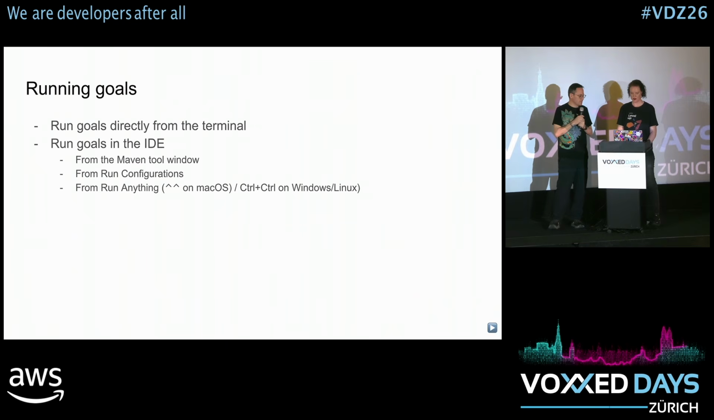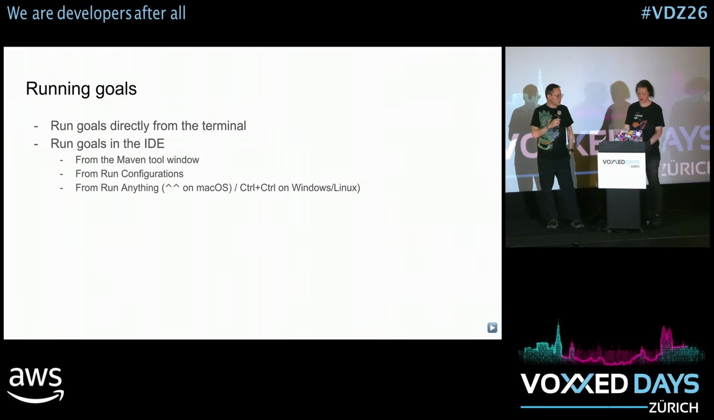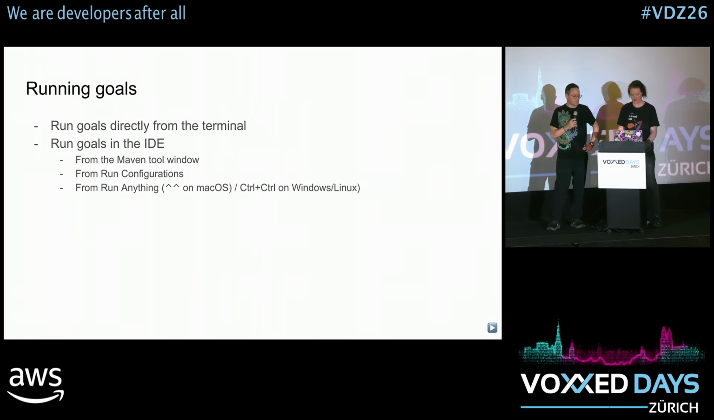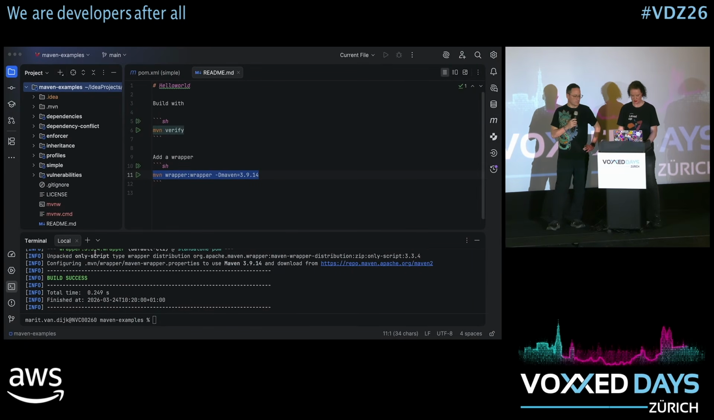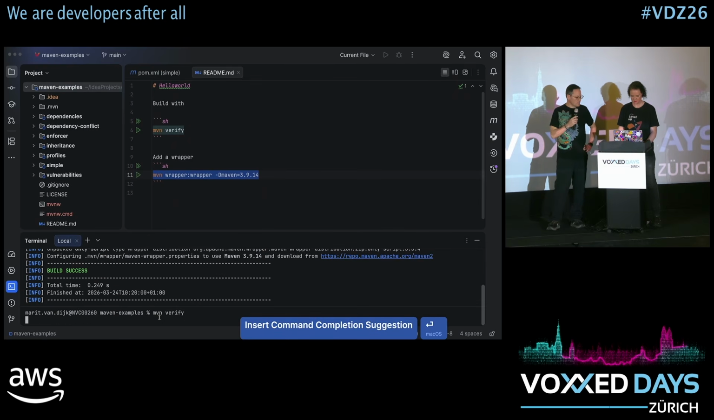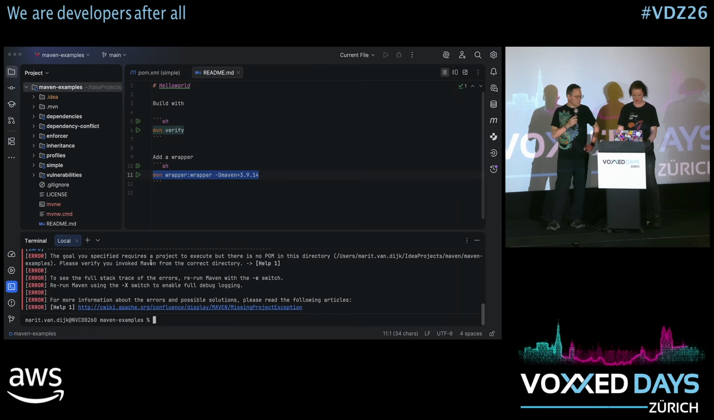Exactly. So how do we run these goals? We can run them from the terminal, obviously, and from the IDE. So we can use Maven verify from the command line.